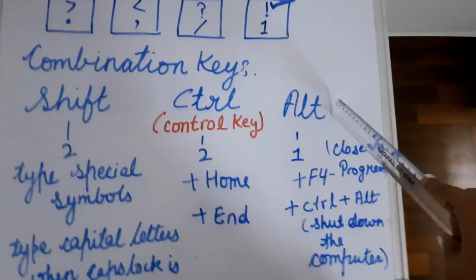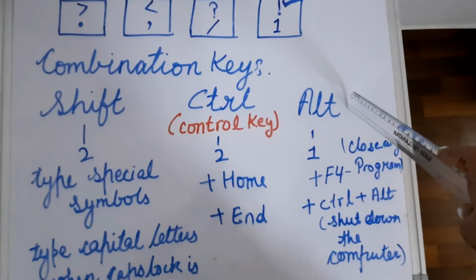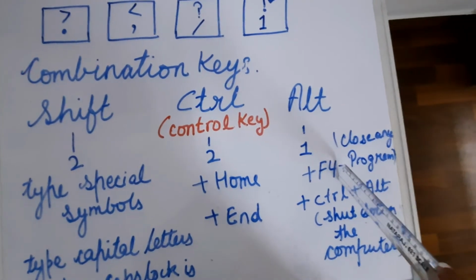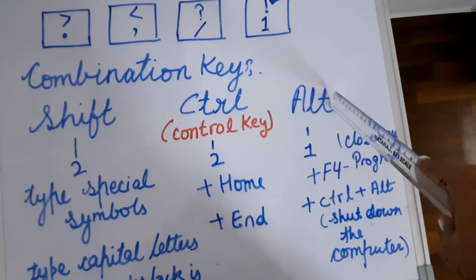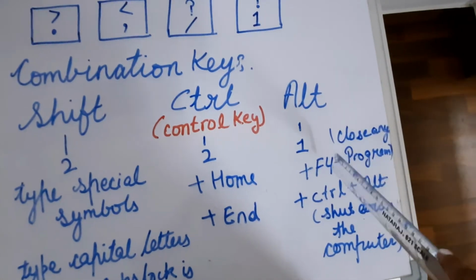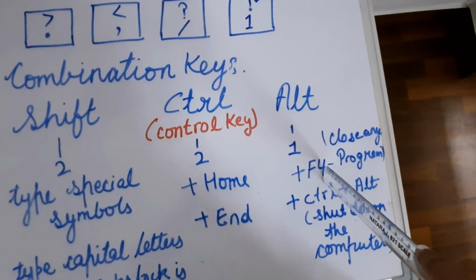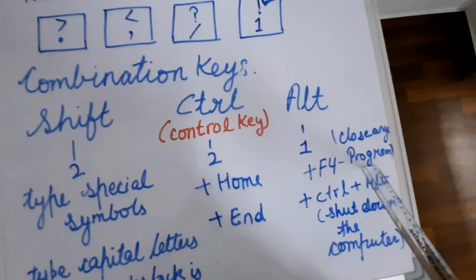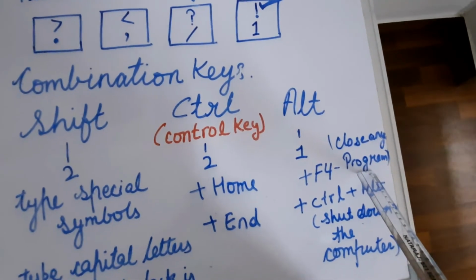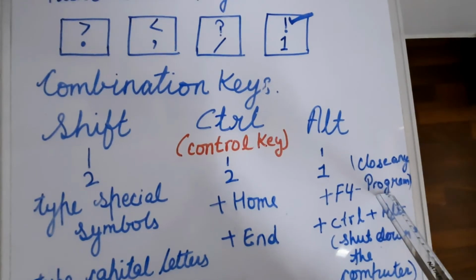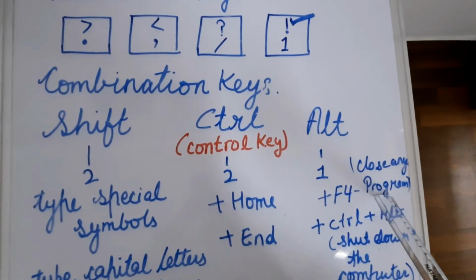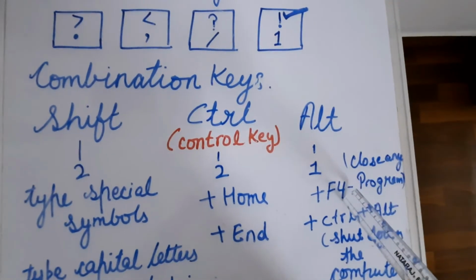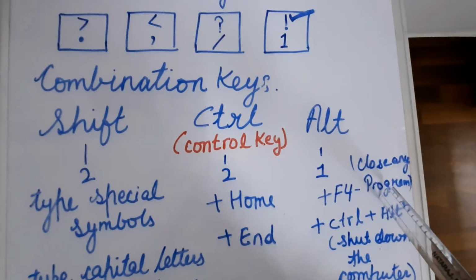Now we have the Alt key. The Alt key can be used in combination with the function key F4. Right? When we press Alt, keep it pressed, and also press F4 together, then you can close any program. Whatever program is open on your computer, you can close it. Suppose you are working on MS Paint and you want to close it. If you press Alt plus F4, that program will close.